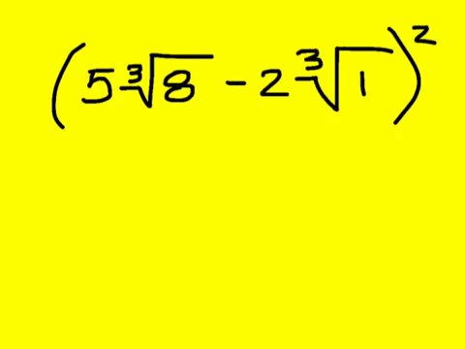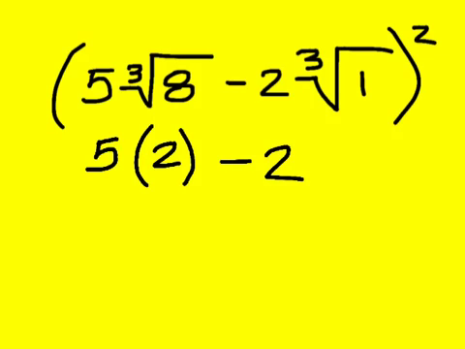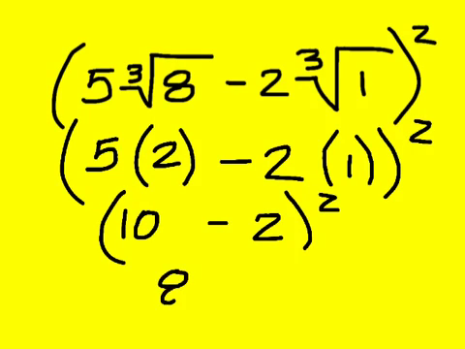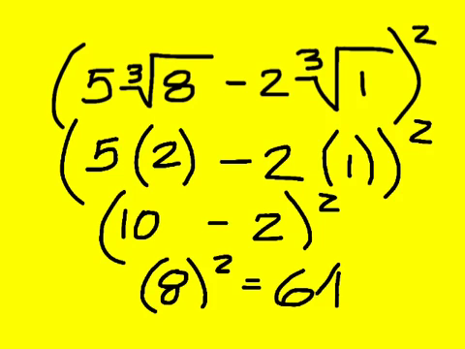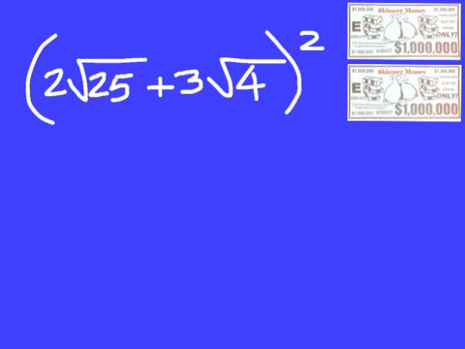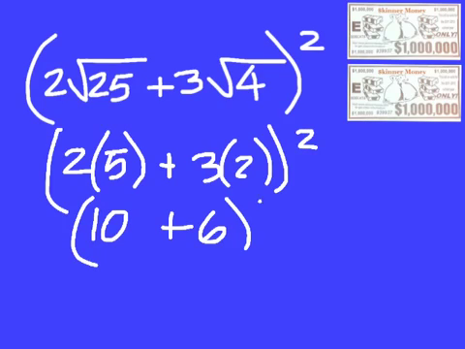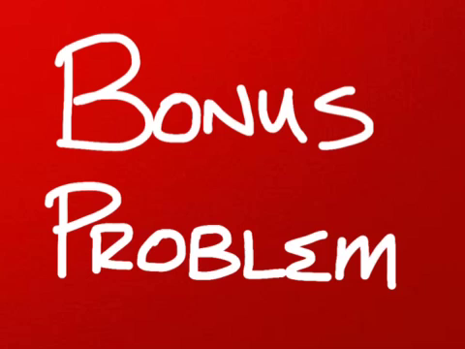Example number 4. Cube roots. The cube root of 8 is 2, and the cube root of 1 is what? 1. Okay, so we'll have 10 minus 2 is 8, and square that to get 64. You should have 2 times 5 plus 3 times 2, and that will give you 10 plus 6, which is 16. Square that. 256 is the answer.